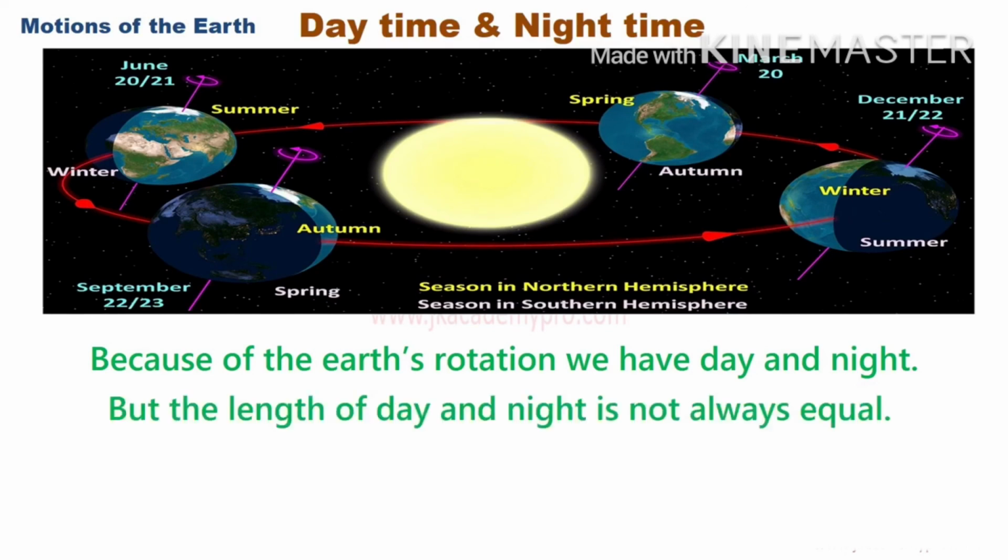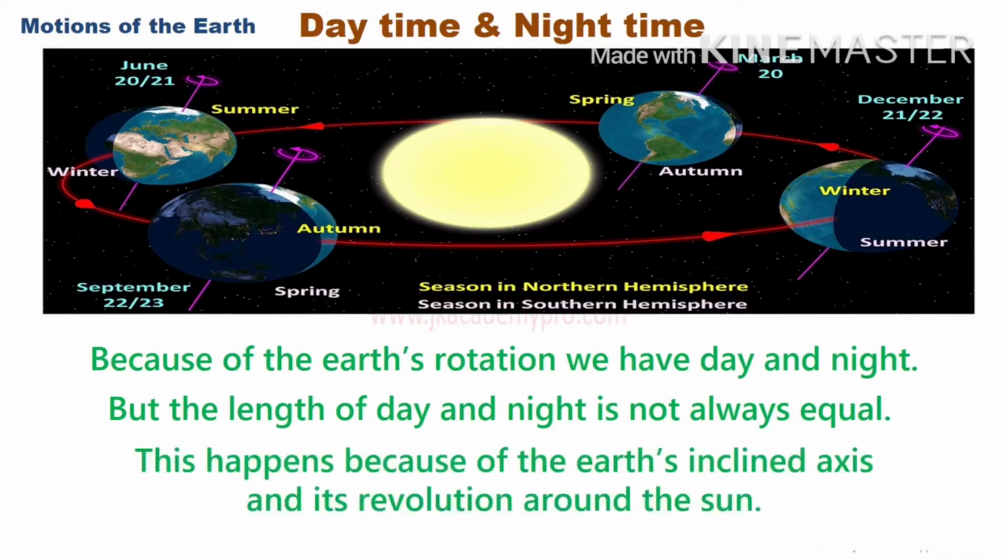Now we'll see what is meant by daytime and nighttime. Because of Earth's rotation, we have the day and night concept. But the length of day and night is not always equal. This is the important part. It happens because of the Earth's inclined axis and its revolution around the Sun. Are you getting me? Because of the Earth's inclined axis and its revolution around the Sun.